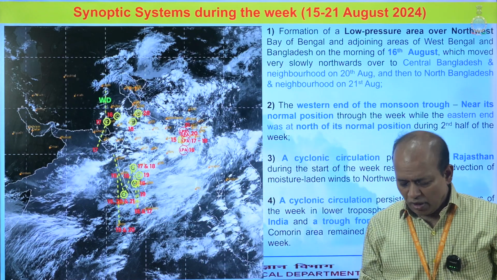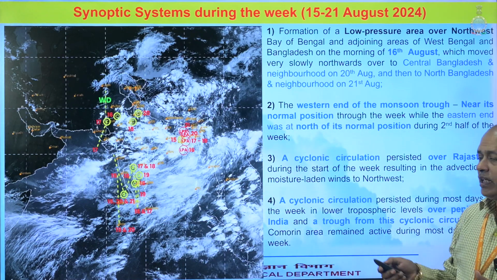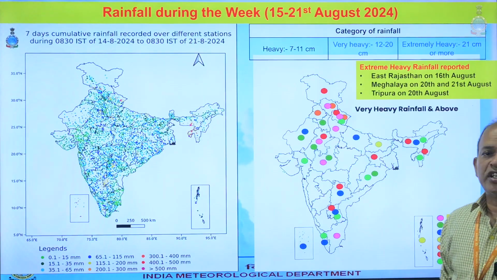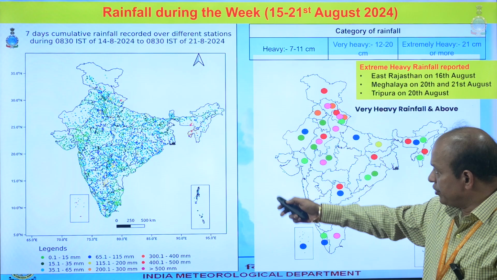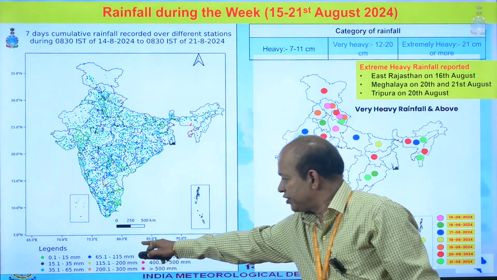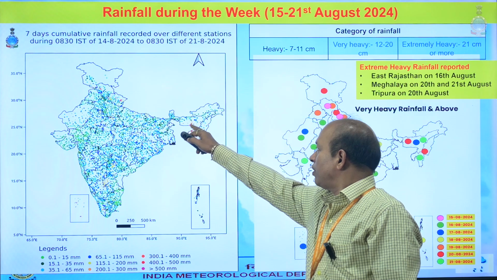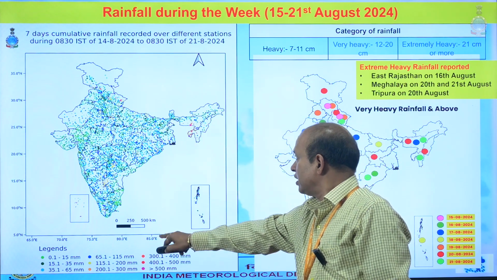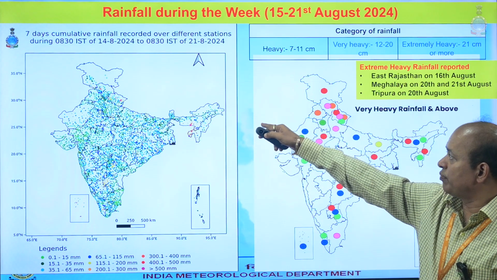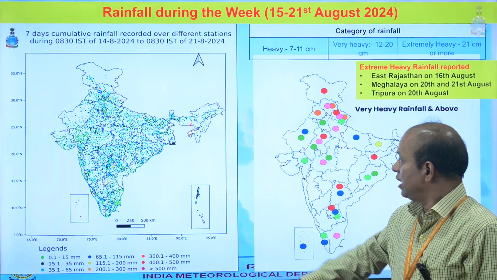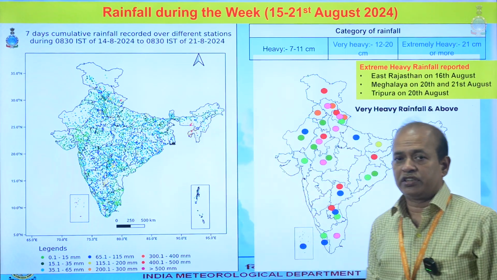So these synoptic conditions in the last week gave this type of rainfall distribution during the week. If you see the rainfall distribution of different magnitude, but the main, higher rainfall, red color, you can see over different northern parts of India and also some parts of central and south peninsular India, and mainly over the northeastern states.